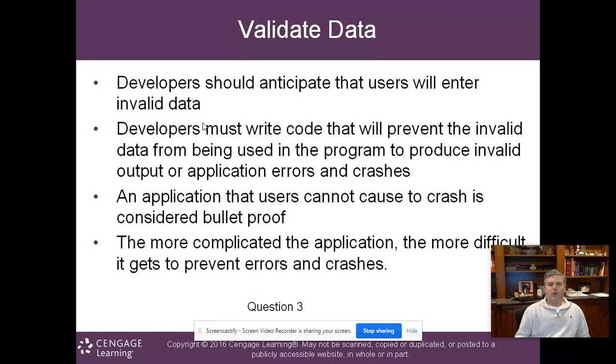All right, so developers should anticipate that users will enter invalid data. Developers must write code that will prevent the invalid data from being used in the program to produce invalid output or application errors and crashes. The worst thing that can happen is your users are running your application, they do something, the application crashes, displays an error that the user doesn't understand and just closes. Users could lose work, they lose trust in the application, and that's bad.